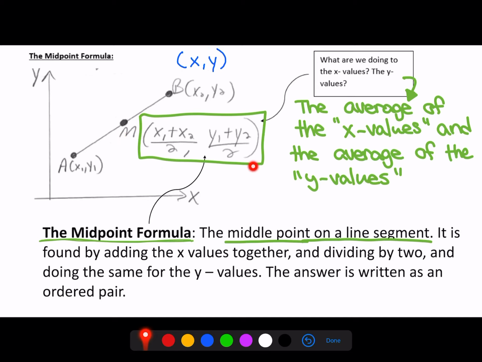And this is the formula that you need to memorize right here. So as long as you can find that middle point using this formula, you'll be good to go. And again, that formula is parentheses, because it's an ordered pair: x1 plus x2 divided by 2, comma, y1 plus y2 divided by 2. And that's it. That's the midpoint formula. So again, we need to know the distance formula and the midpoint formula.